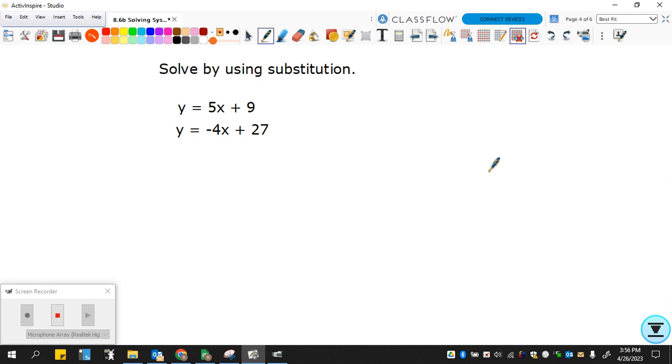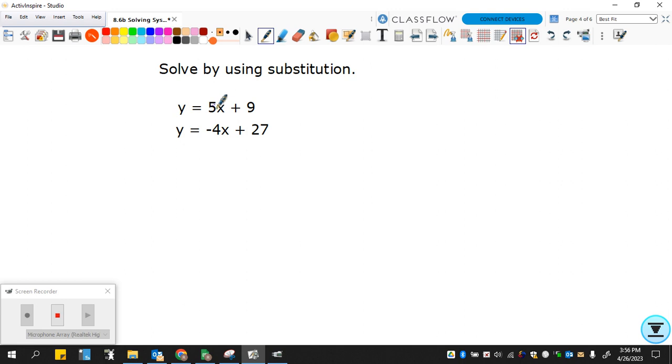All right, a little bit more complicated yet. You know how it goes, you start off easy and get more complicated. So here we have both equations solved for y. We have y is equal to 5x plus 9, and y is equal to negative 4x plus 27.